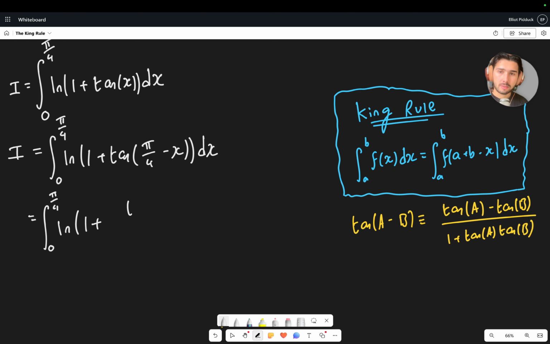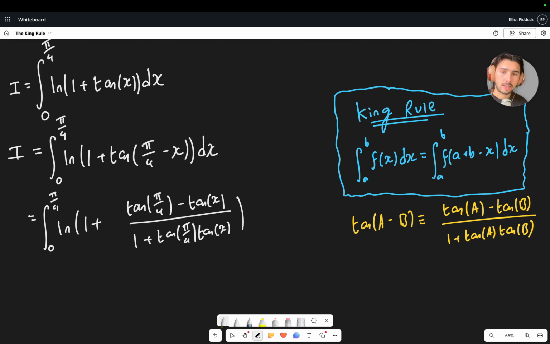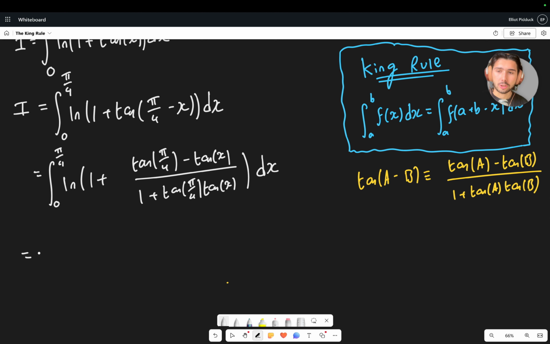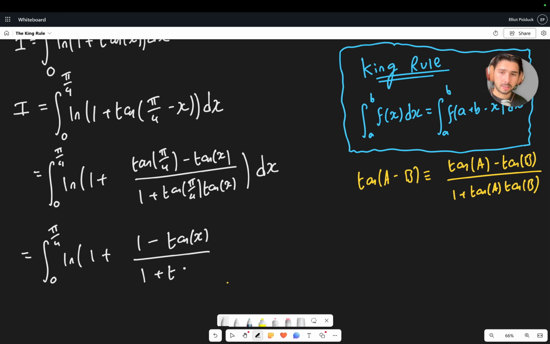So we've got tan of pi over 4 minus tan of x divided by 1 plus tan pi over 4 times tan x, close bracket, dx. Now, it looks like we're making it way harder than it should be, but you will see that it all collapses down and simplifies very nicely. So we've got the natural log of 1 plus, and tan of pi over 4 is the number 1. So we've got 1 minus tan x on the numerator, and on the denominator, we've got 1 plus tan x, because again, tan of pi over 4 is just the number 1.